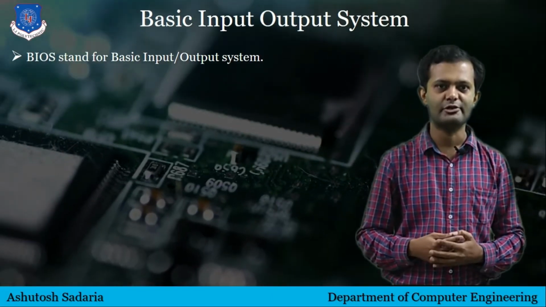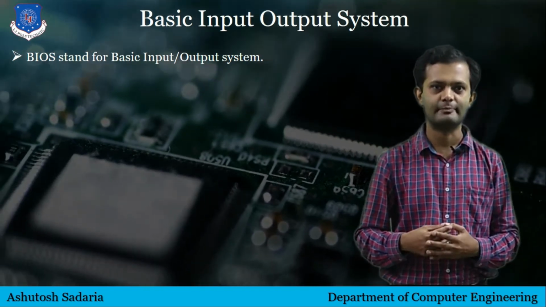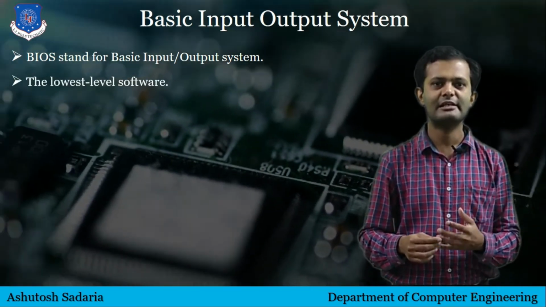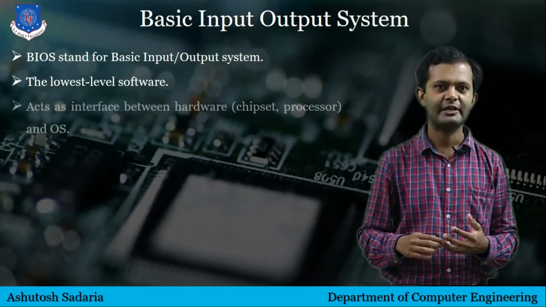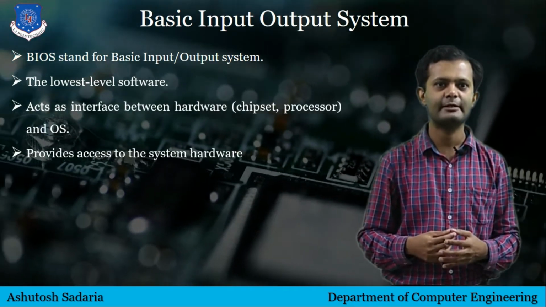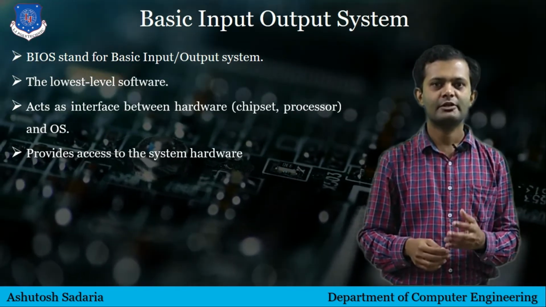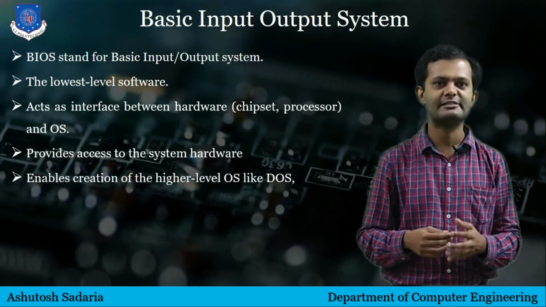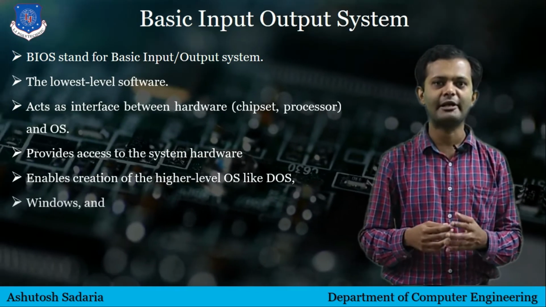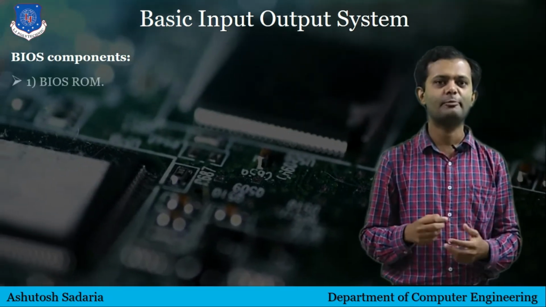So first of all, what is BIOS? Full form of BIOS is Basic Input Output System. The system BIOS is the lowest level software in the computer. It acts as an interface between hardware, especially the chipset, processor and the operating system. BIOS provides access to the system hardware and enables the creation of higher level operating systems like DOS, Windows, Linux, etc. So what are the components of BIOS?